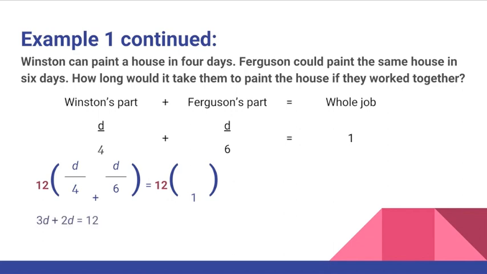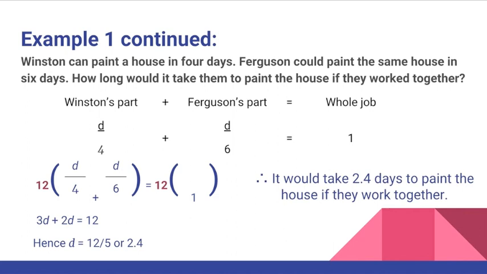When we cross cancel our numbers there, we end up with 3D plus 2D on the left is equal to 12 times 1, which is just 12. Now we can combine those on the left-hand side. We get 5D equals 12, or D equals 12/5, which we can rewrite as 2.4. So our answer is that it would take them 2.4 days to paint the house if they work together at these rates.